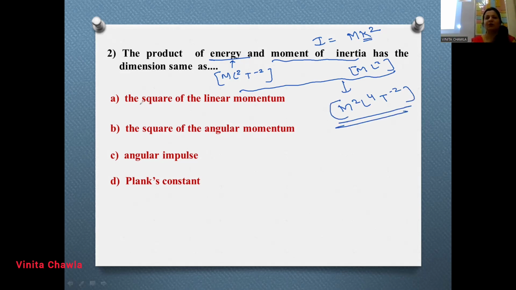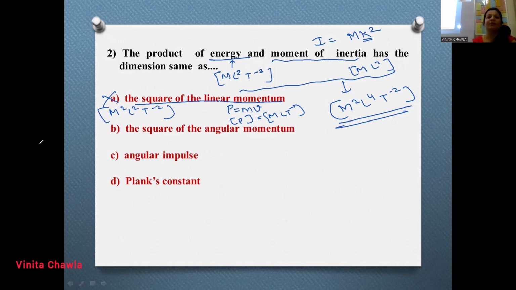Now the square of linear momentum. Linear momentum is P, P is equal to mv. Dimension of P is MLT minus 1. Square of linear momentum is M2 L2 T minus 2. ये तो बात नहीं बनी.